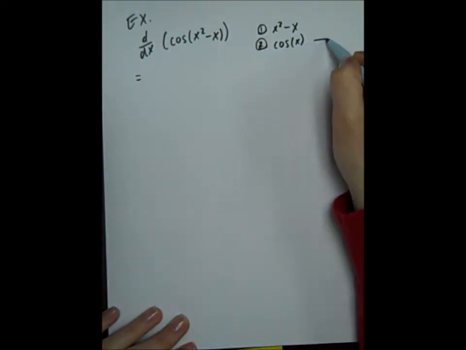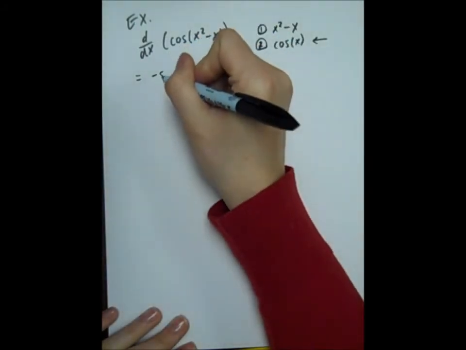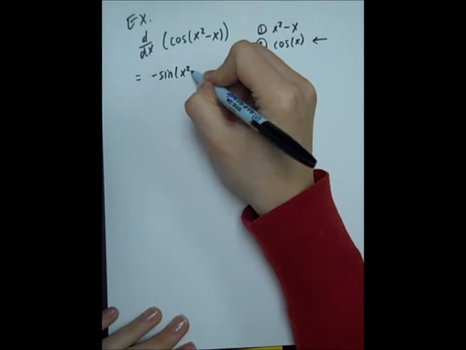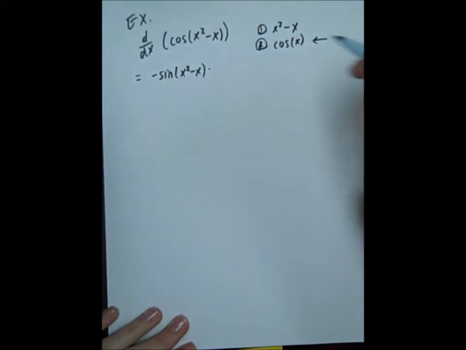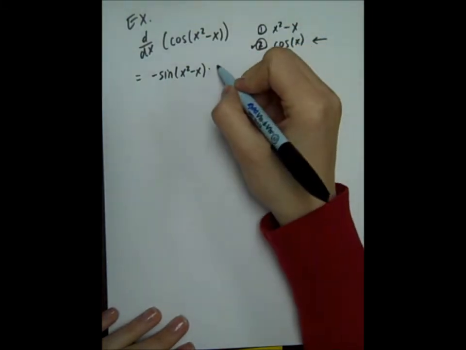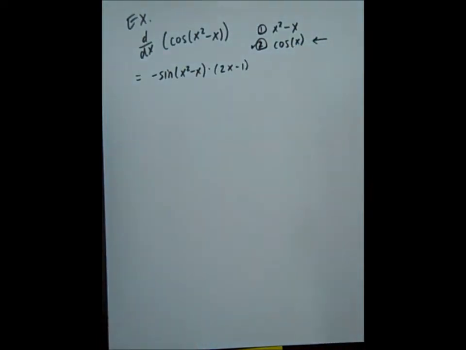Now let's start with our last one. What's the derivative of cosine? That's negative sine. But I'm not going to write an x, I'm going to write everything that was above it. Now I've taken care of that one. Now I'm going to multiply it by the derivative of x squared minus x. I want to be careful with parentheses here. I'm multiplying it by the entire derivative of x squared minus x. So there's my derivative.